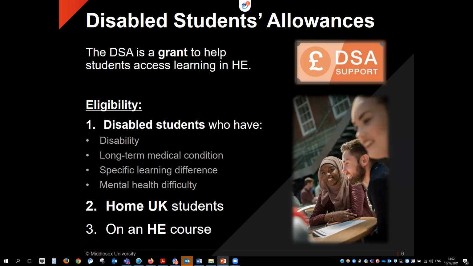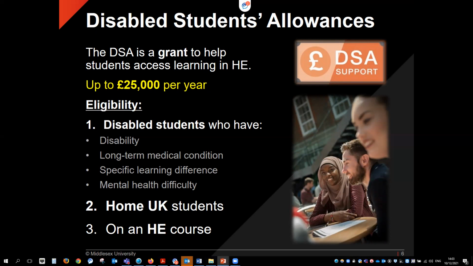Now, the support through the DSA is capped at £25,000 per year. So this is what is available per student. And of course, every student will be looked at as an individual with individual needs and will be assessed. So they may not need all the funding that is available of £25,000 a year. And some students, in very, very few cases, will require support that exceeds that allowance.